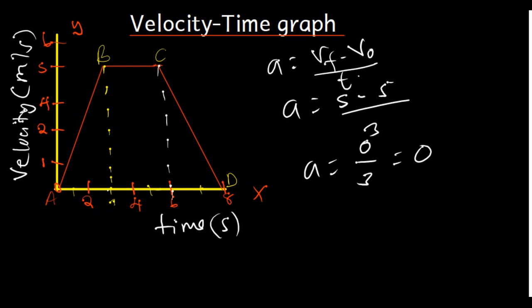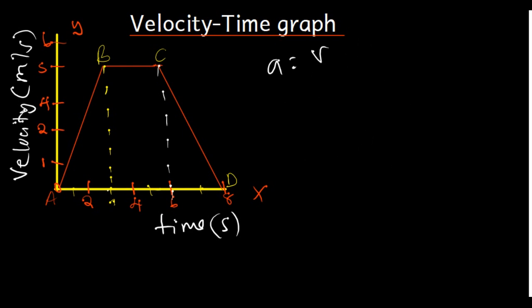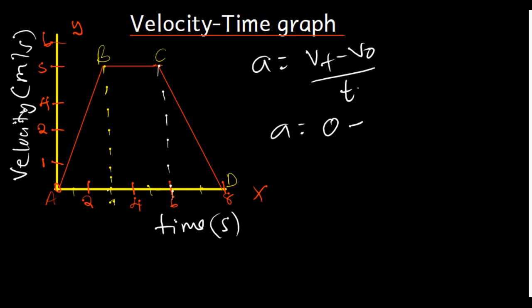Now let's calculate the acceleration from point C to D. We use the same formula, divided by time. The final velocity, in this case, is at D here, which is 0, minus the initial velocity, which is 5, everything divided by the time, which here is 8 minus 6, which is 2. So our acceleration is going to be equal to negative 5 divided by 2.